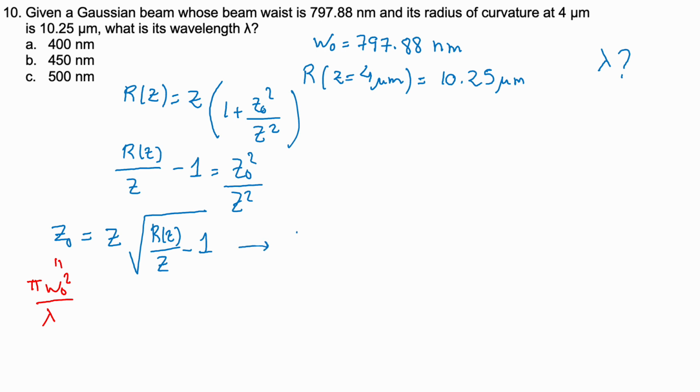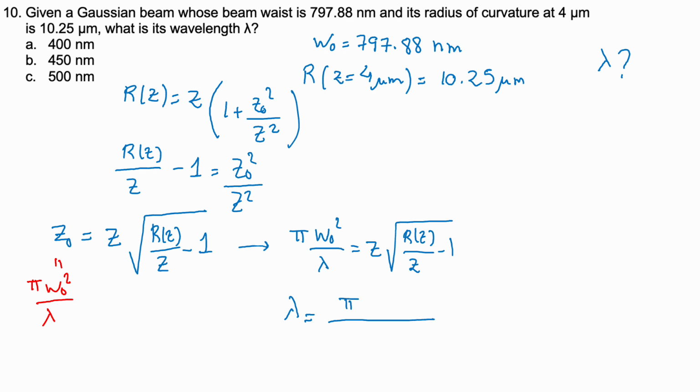So I can write here pi the square of the beam waist over lambda equals z times the square root of the radius of curvature over the distance minus 1, and we want to estimate lambda, so lambda is going to be equal to pi times the beam waist squared over z times the square root of the radius of curvature divided by z minus 1. And again, now we have everything here.